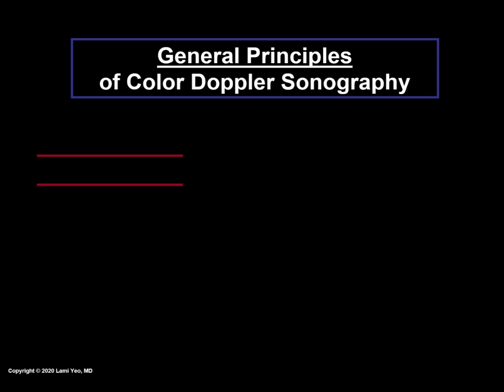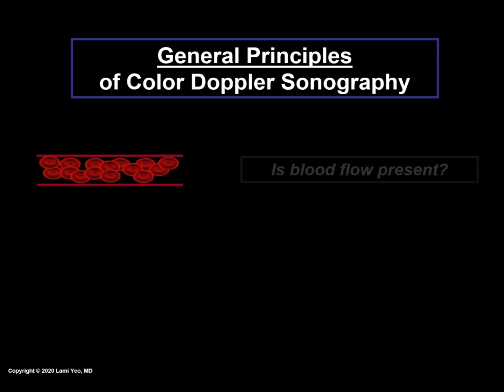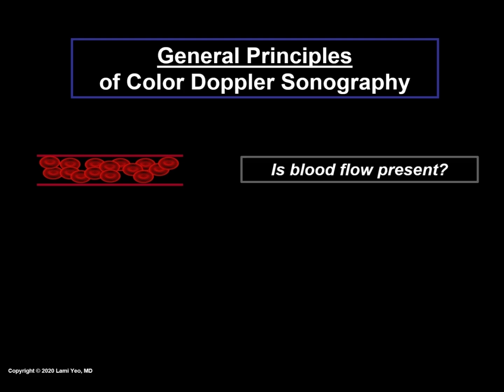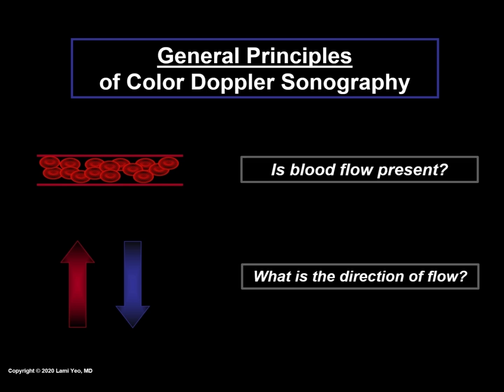Color Doppler tells the sonologist two things. First, whether blood flow is present or not, and second, the direction of flow. Please note that color Doppler does not quantify flow or provide Doppler waveforms for analysis.